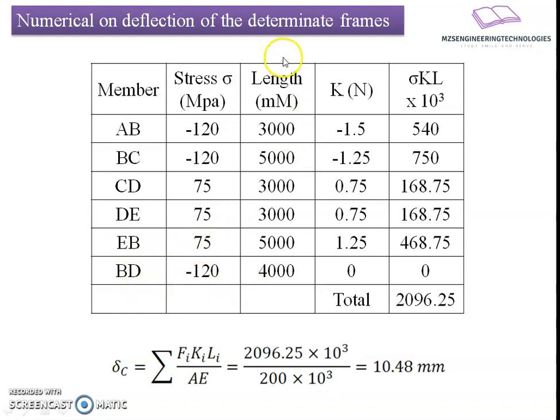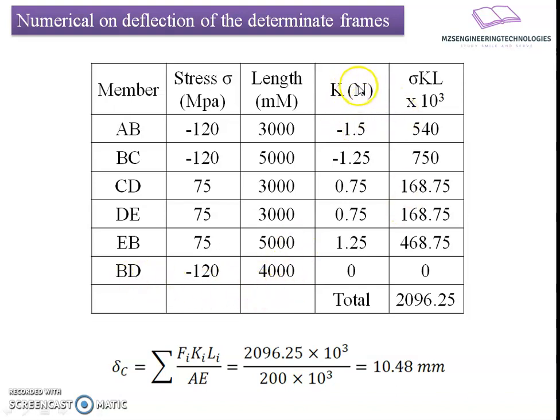Then I have substituted the lengths here in mm, because we are working with the unit system of Newton and mm. AB length is 3000, the horizontal bay distance being equal to the AB distance. Then BC is an inclined member, 3 squared plus 4 squared comes to be 5, so we can say it is 5000 mm. Then CD is 3000, DE 3000, EB the inclined member 5000, and BD 4000.